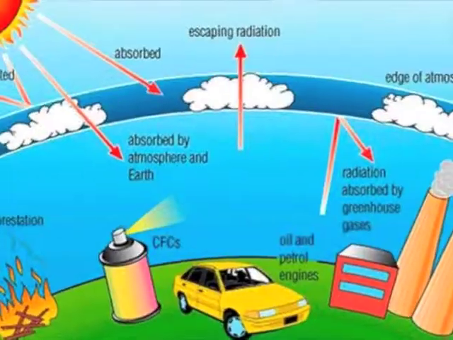And this is what's happening with the greenhouse effect. We're digging up carbon from the ground, burning it, and turning it into carbon dioxide. Carbon dioxide absorbs infrared radiation that radiates off the Earth.